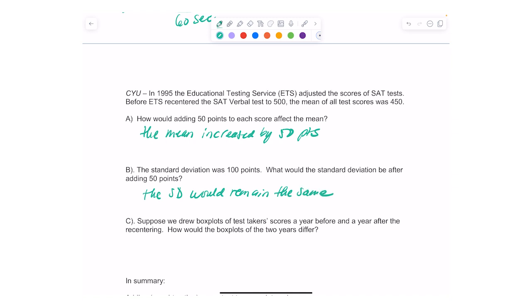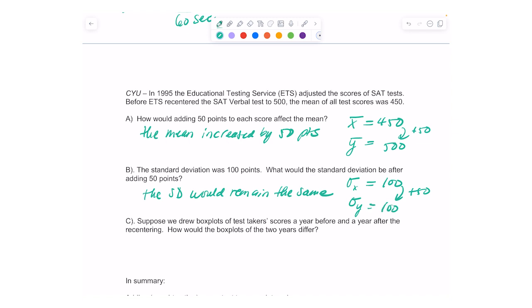So here, my x bar ended up being 450, whereas my y bar for my second set was 450 plus 50, which came out to 500. And then my standard deviation for my first set was 100, and when you add 50, it stayed the same. Okay, all the points just shifted.